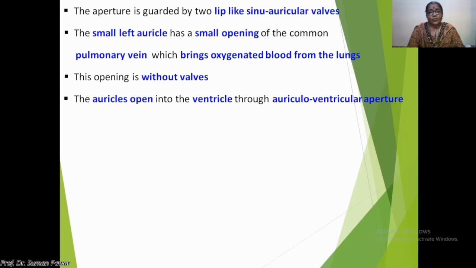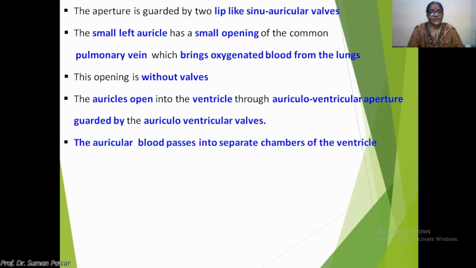The auricles open into the ventricle through the auriculoventricular aperture, which is guarded by the auriculoventricular valves. The auricular blood, that is the blood from both the auricles, passes into separate chambers of the ventricle.